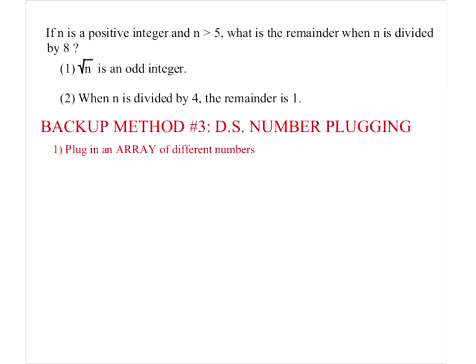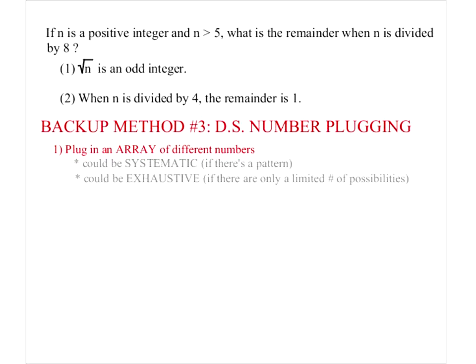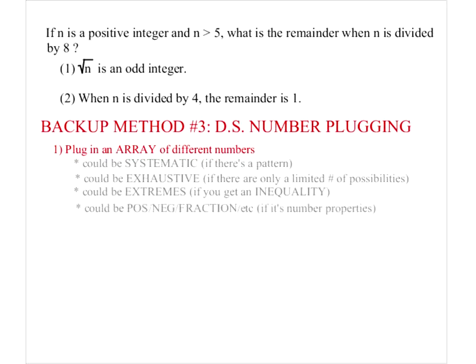Now there are different ways to do this. In some problems it could be systematic, like if there's a pattern. It could be exhaustive if there are only a limited number of possibilities. It could be extremes if you get an inequality. And it could even just be different number types, like positive, negative, fraction, etc., if it's number properties. But the point is that you have to plug in. You have to try multiple plug-ins.